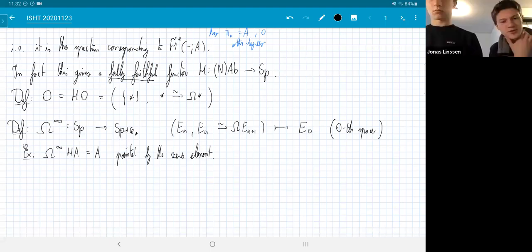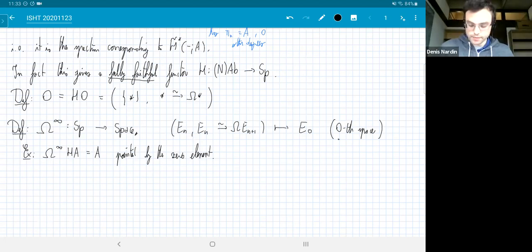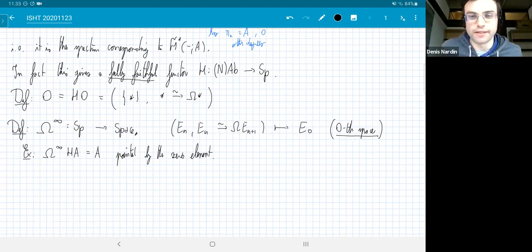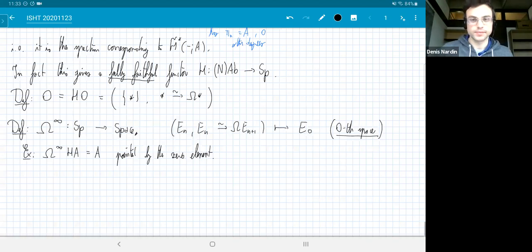Excuse me? Maybe I missed, but does this omega infinity thingy have a name? Zero space. Oh, the name is the zero space. Yes. All right. Yeah, sorry. But people normally call it the omega infinity, to be honest, in practice. But okay. And sometimes you can hear people calling it the underlying space, even if it's not really an underlying space. Thanks.